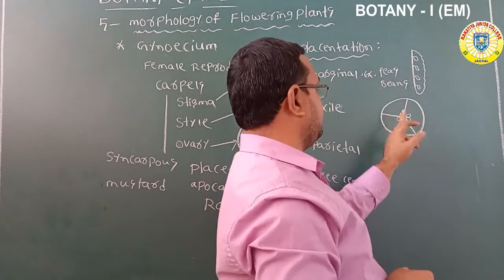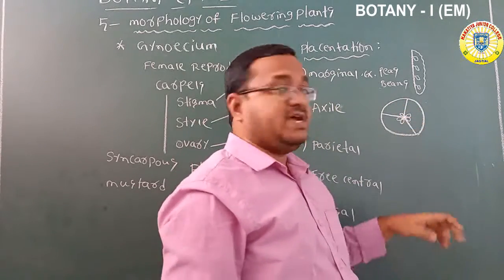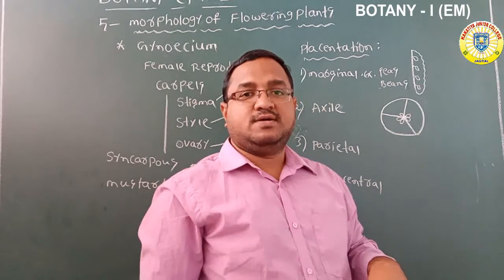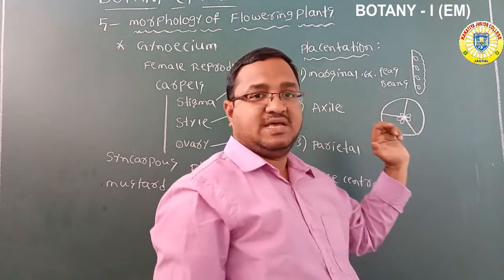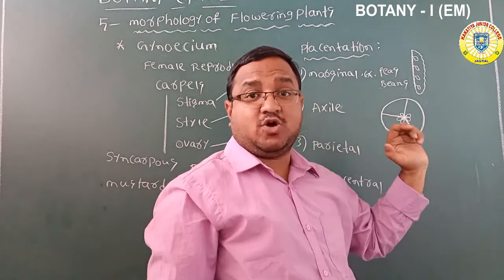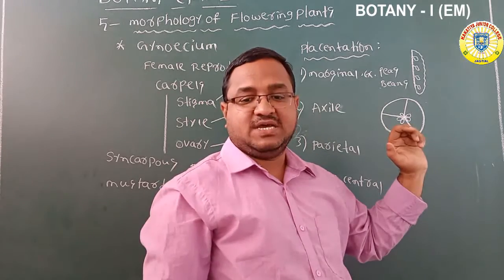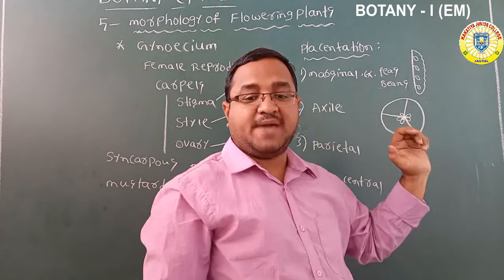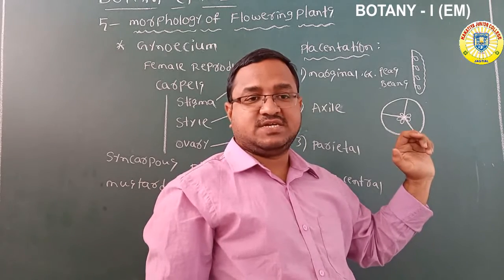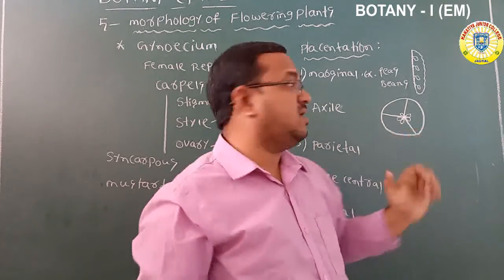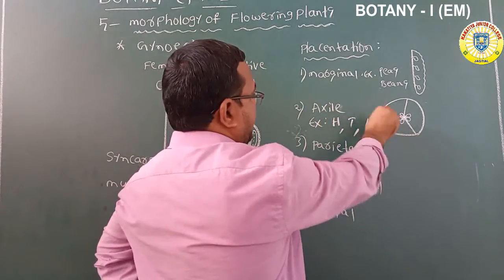Okay, these are the septa. These are the locules, meaning chambers, here. Multilocular ovary. So the placenta is formed in the axial position, and the ovules are arranged on it in a multilocular ovary. So this type of placentation is called axial placentation. Best example, hibiscus, tomato, lemon.